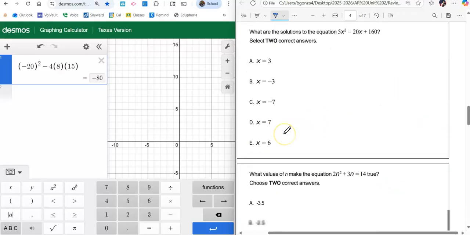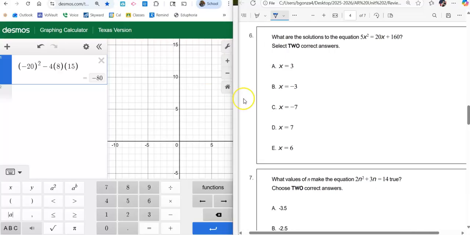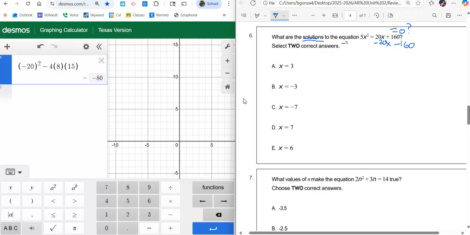Sorry about that. And then number 6, okay, we want to find the solutions. Please remember, solutions you have to have this equal to 0. And it's not. So we're going to do minus 20x and minus 160. Cancels out here. So 5x squared minus 20x minus 160.